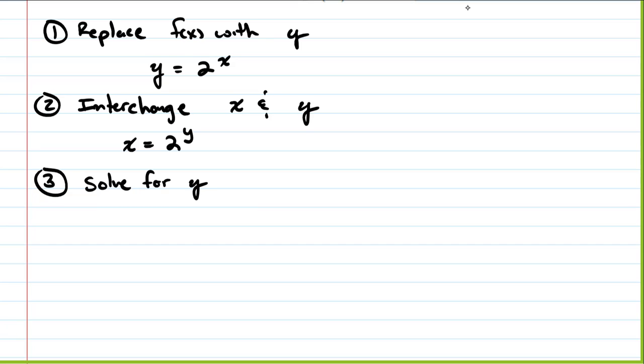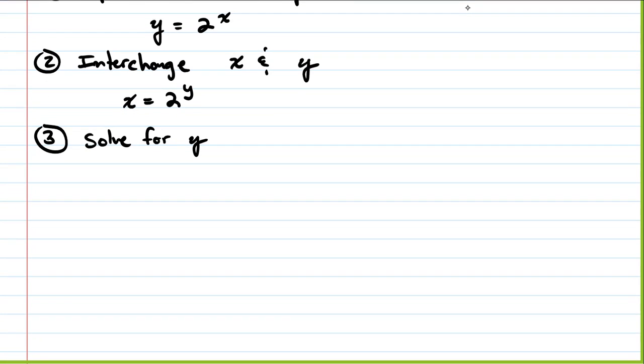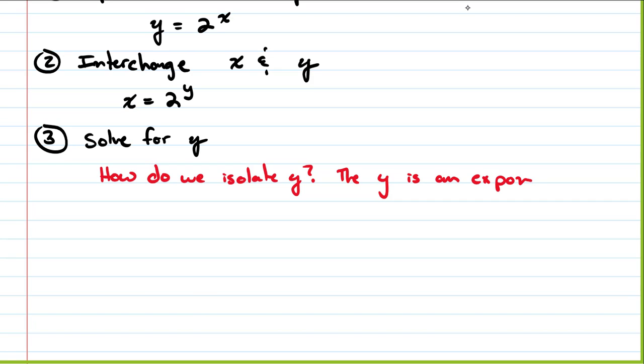But here we run into a little bit of a problem. The question then becomes, how do we isolate y? The y is an exponent on the base 2. And up until now, we do not have a method on how to do this.